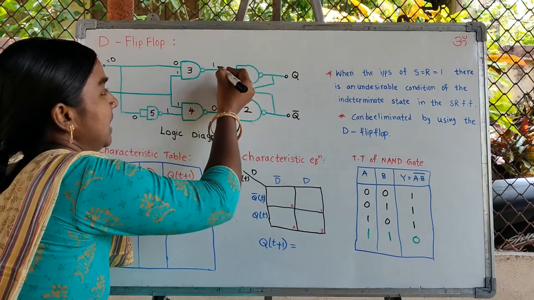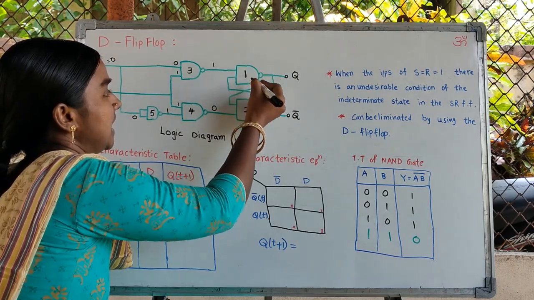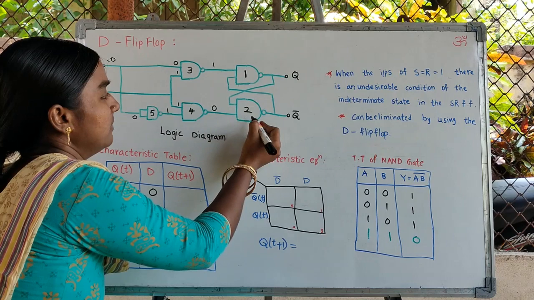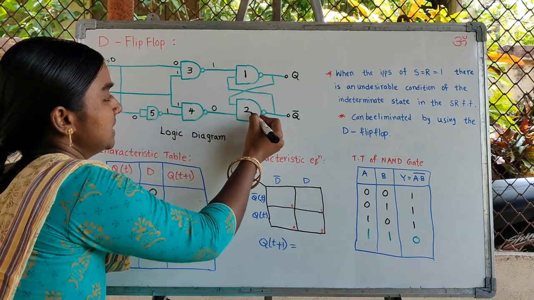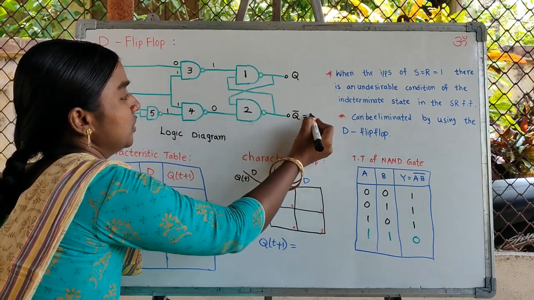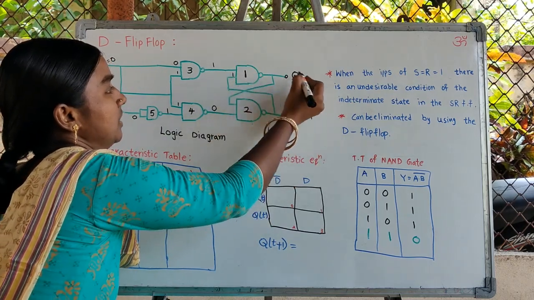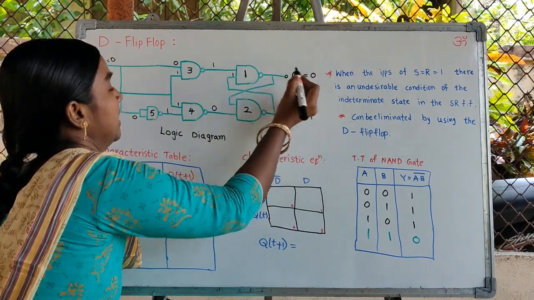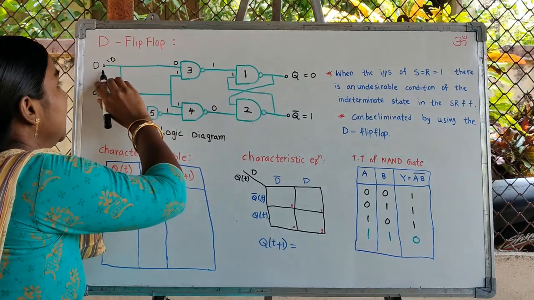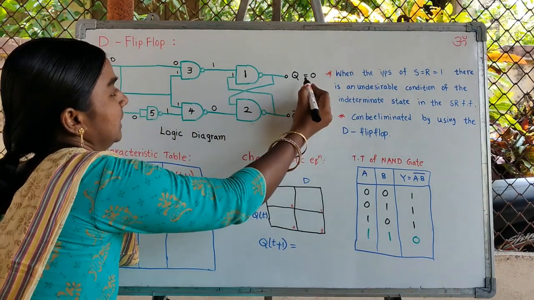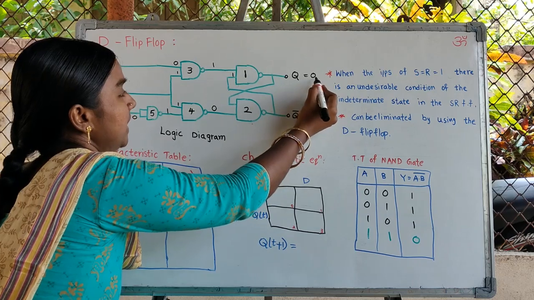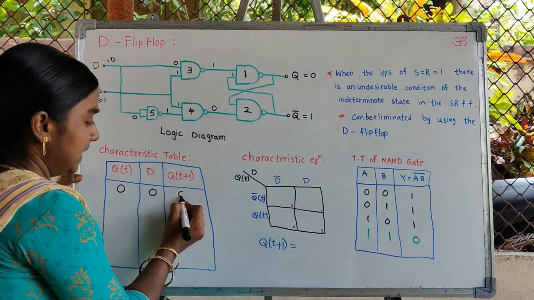So after applying these inputs to the first NAND gate, second NAND gate, here we know the 0 for the second NAND gate means definitely the Q complementary is going to be 1 here. By applying this 1 here, Q is going to be 0 here. By applying 0 as D input to the D flip-flop, the next state Q is going to be 0. Now that one we can write here.